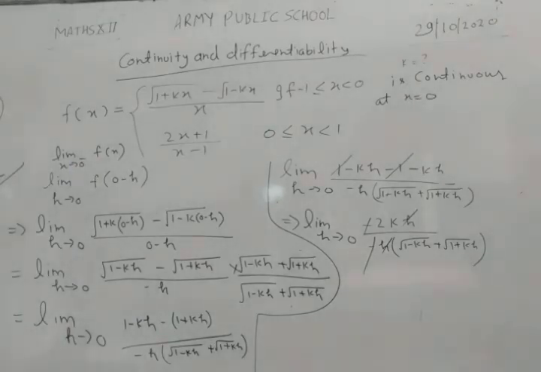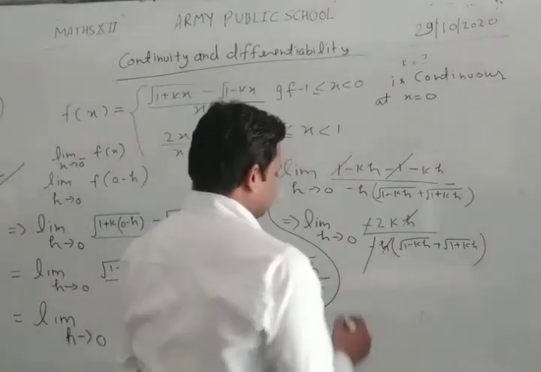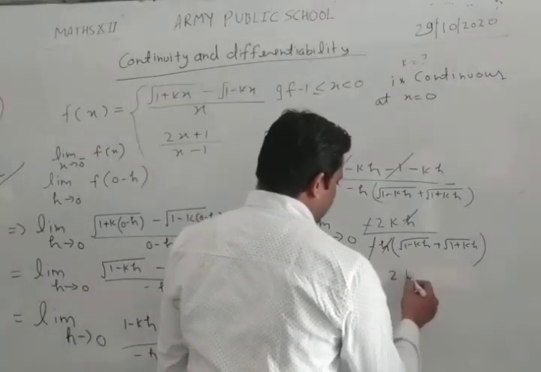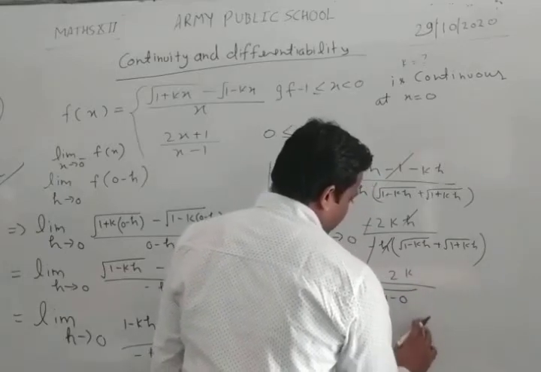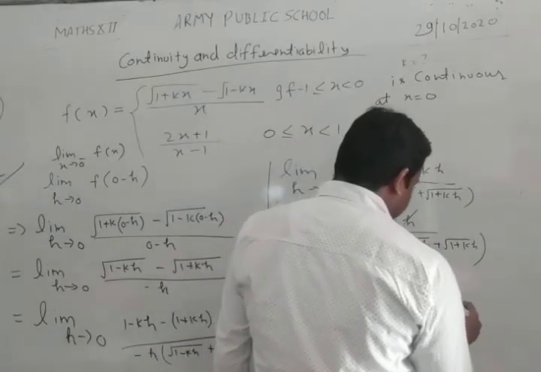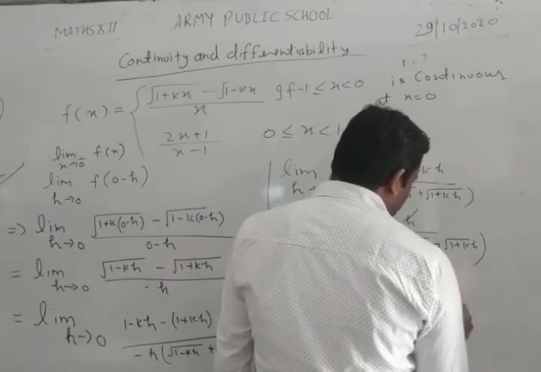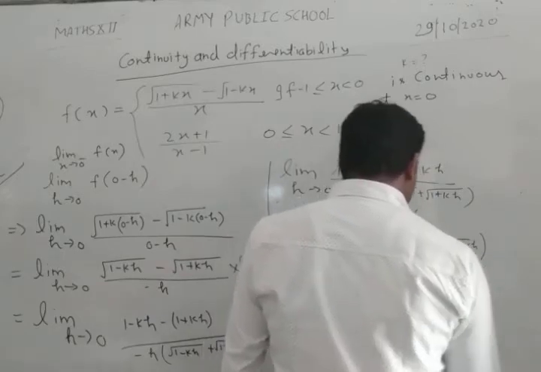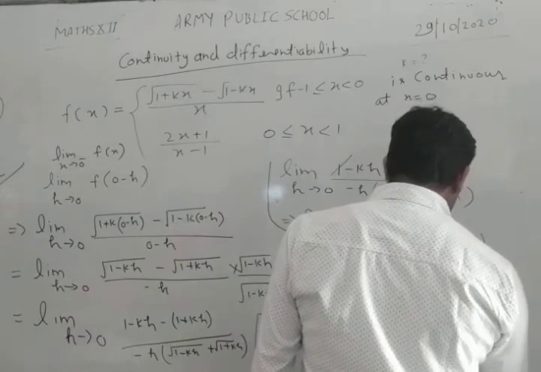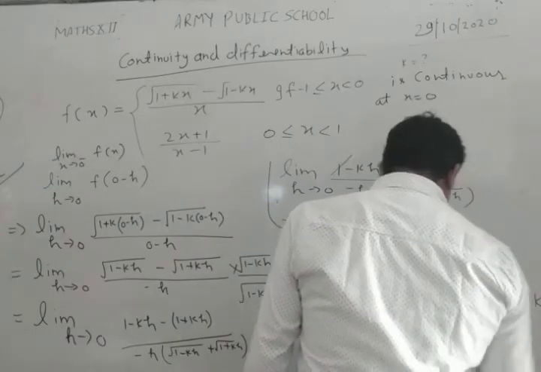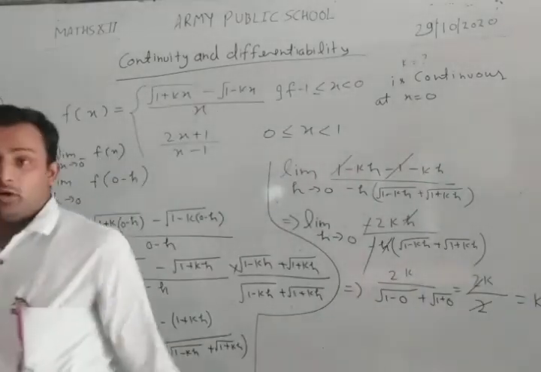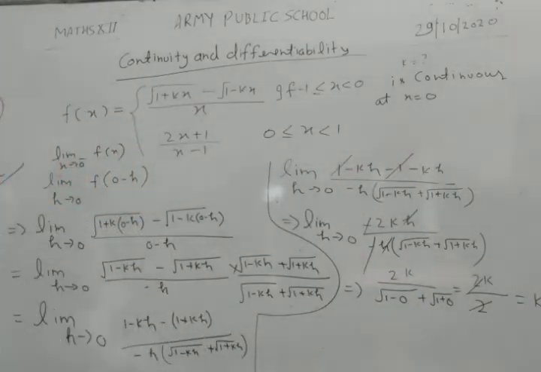Now we will put the limit. We get 2k divided by under root 1 minus 0 plus under root 1 plus 0. So we get 2k by 2, and 2 and 2 will be reduced. So we get our left hand limit is what?